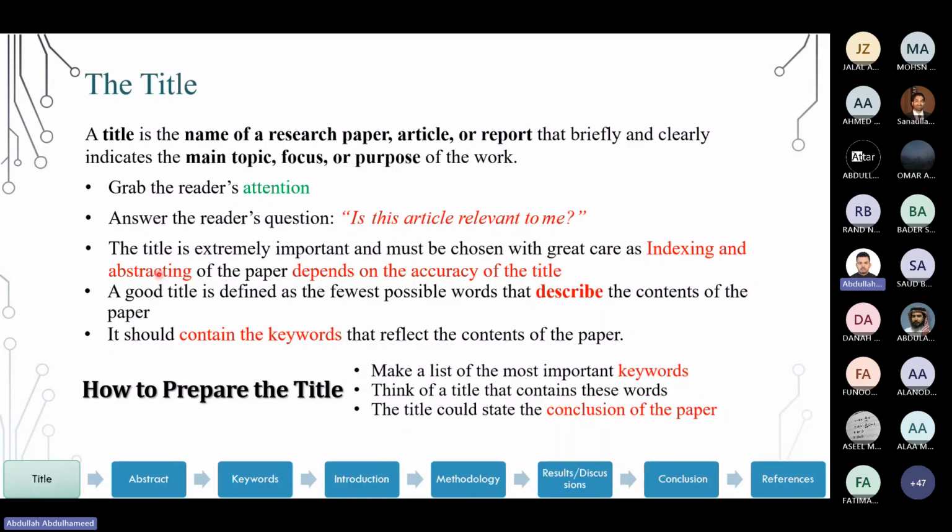Another thing, the title is extremely important and must be chosen with great care because of indexing and abstracting. What do we mean by indexing and abstracting? Let us say now you already have your article and you have sent it and it is published. In research databases, for example, Scopus or Google Scholar or even just Google or any search engine, usually they do something like indexing. Indexing means that they archive all the articles on the internet based on what is in the title or the keywords.